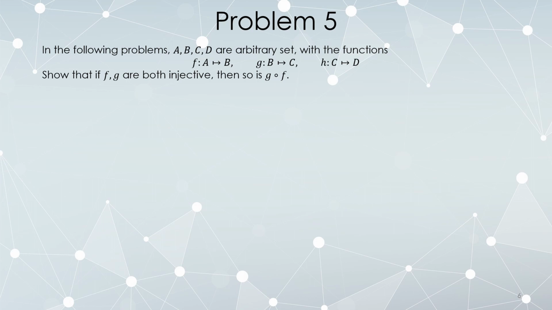Moving on, we've got problems with functions. So here, f is a function with domain A, codomain B. g is a function with domain B, codomain C. The function h isn't actually going to show up. Show that if f and g are both injective, so is the composition g of f.